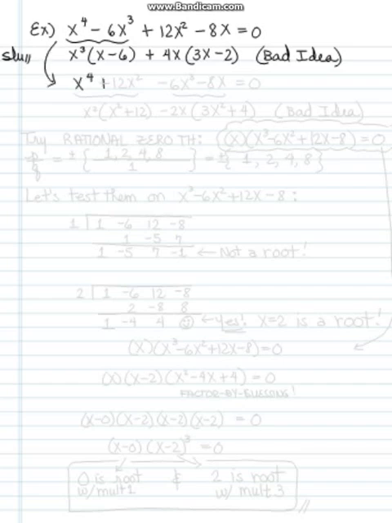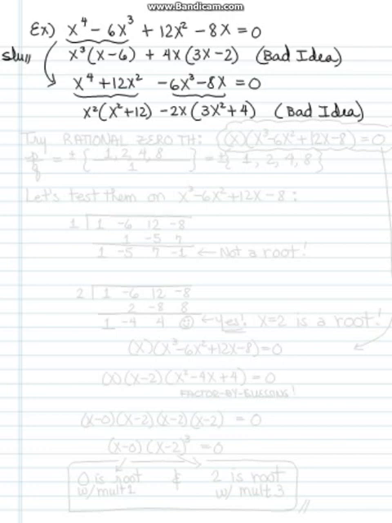x to the fourth plus 12x squared minus 6x cubed minus 8x equals 0. Now let's try it again. Out of these 2, we can pull x squared. It leaves x squared plus 12. Nope, it's not going to work. Because over here, out of these 2, we can pull negative 2x, and that leaves 3x squared, and then a plus 4. Nah, another bad idea. All right, let's get to work.